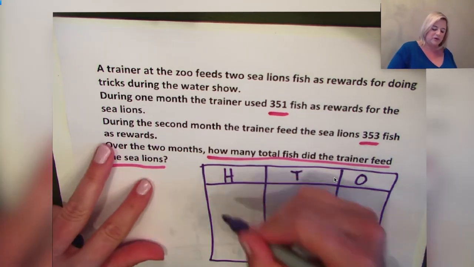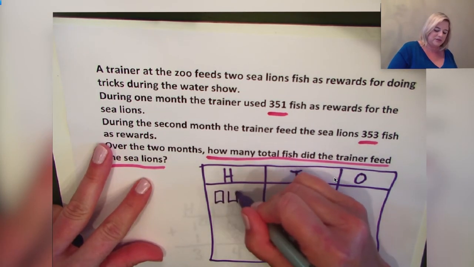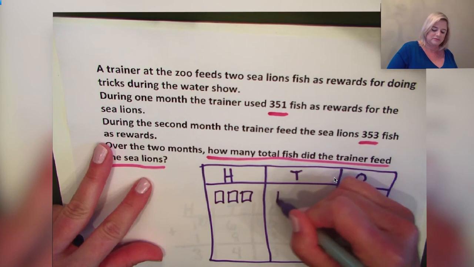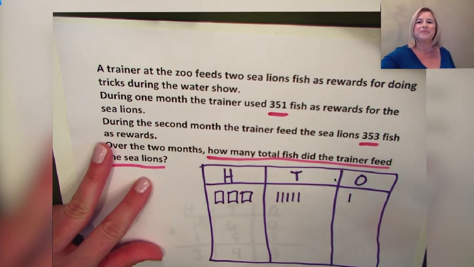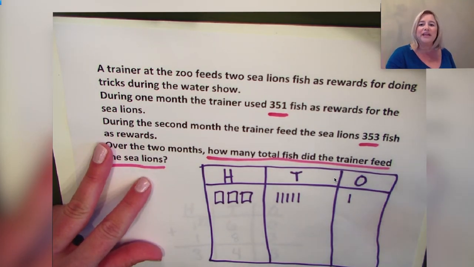Let's build the number on our place value mat. 351. Now, how much did the trainer feed in the second month? Yes, 353 fish. Let's build that model on our place value mat as well, and let's compare.